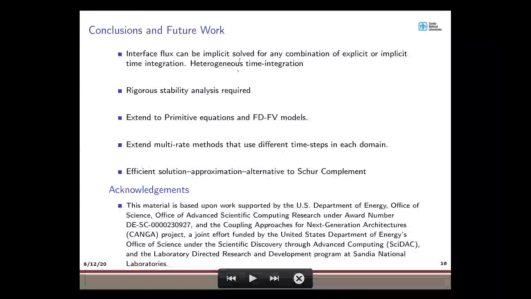So I want to say that in conclusion, this method seems to give optimal error rates in space. I think it can be extended to be a heterogeneous asynchronous time integrator framework with a lot of work. And then lastly, I'd like to thank my supporters and acknowledge my funders, the Department of Energy Office of Science, through the E3SM project, the Kanga project. That's my talk.